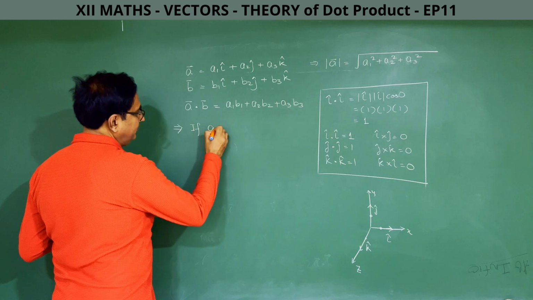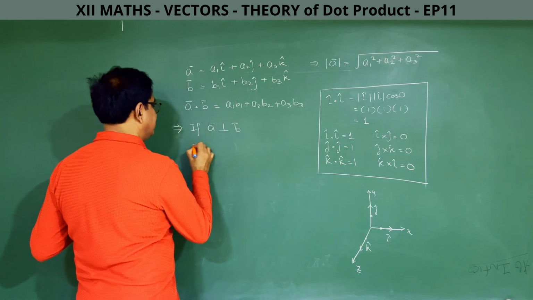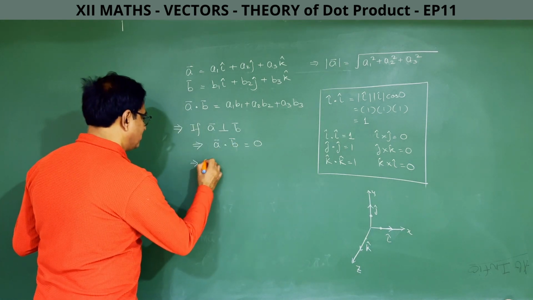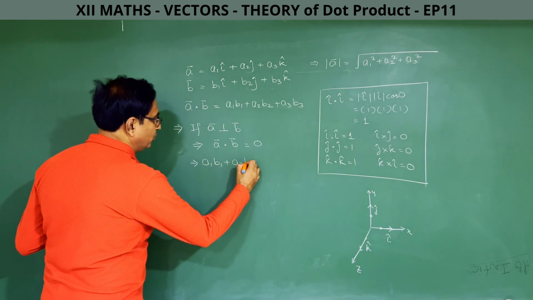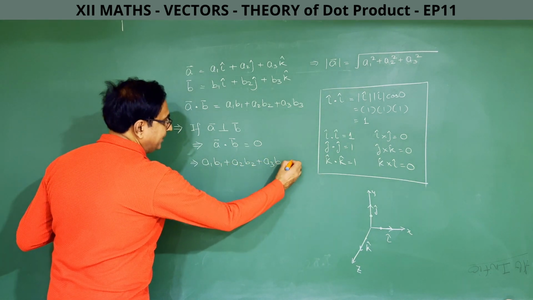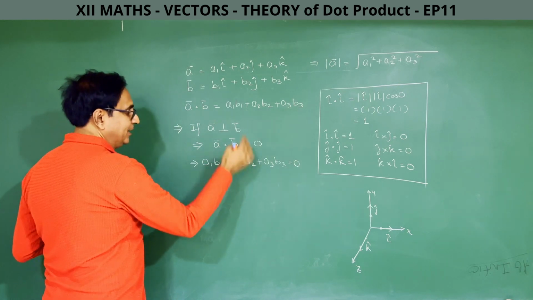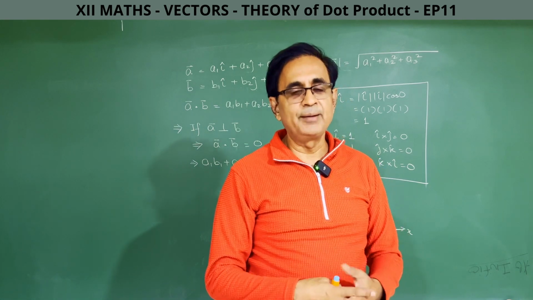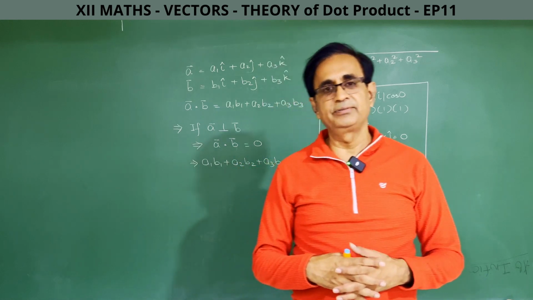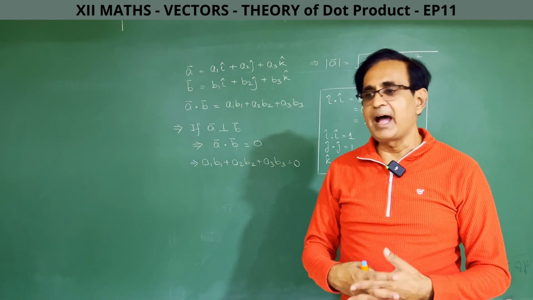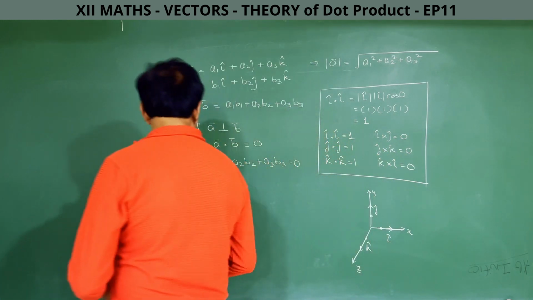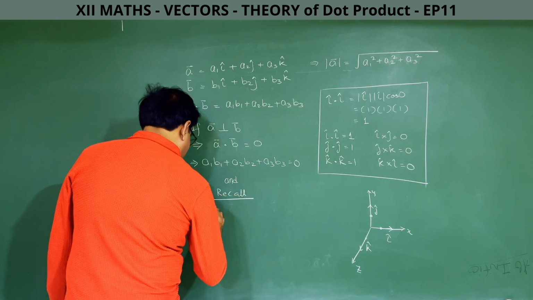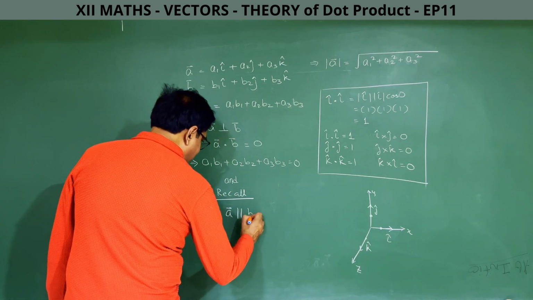If A is perpendicular to B, then what is A dot B? You already know it, I don't even need to tell you, it is 0. So can I say a1 b1 plus a2 b2 plus a3 b3 is 0, because A dot B is this? So that also became a poem: if two vectors are at right angles, the sum of the products of the coefficients of i's, j's and k's is 0. And let's recall, if A is parallel to B, then what does it imply?